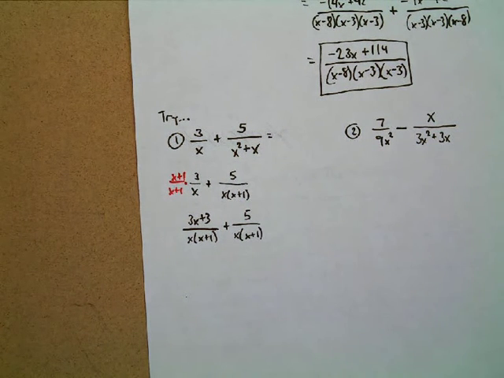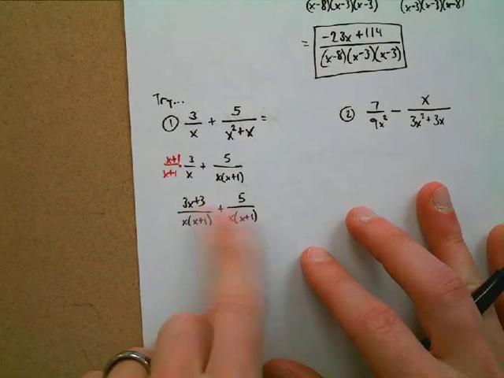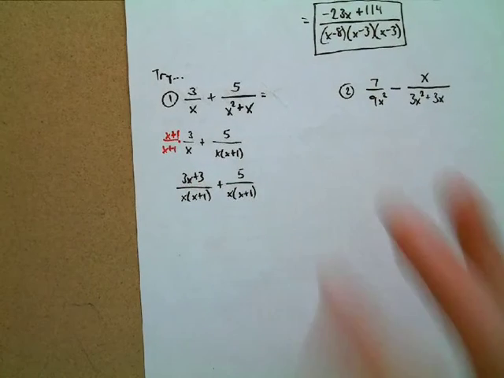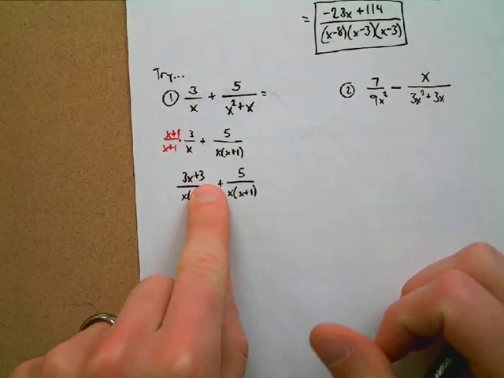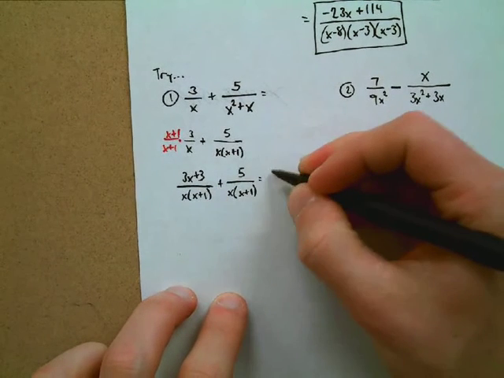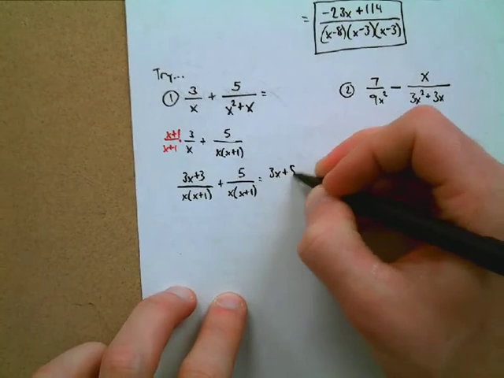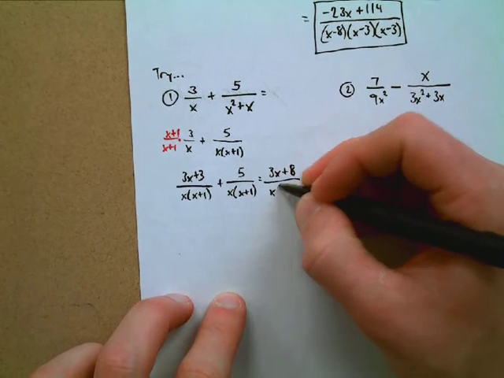Yes, right? Common denominator, okay? What gets added here in our numerators? What are our like terms in the numerators? Yeah, the 3 and the 5, right? And so we'll end up with 3x plus 8 all over x times x plus 1.